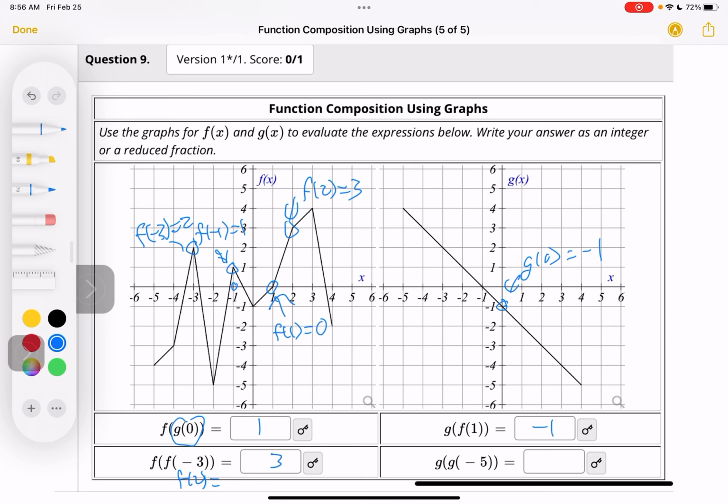Then g of negative 5. So g of negative 5. Here's g of negative 5. Looks like it's a 4. And then we come over here. We're looking for essentially g of 4 then. So g of 4 is down here. And that's negative 5. Okay, that seems to work. And it's negative 5.